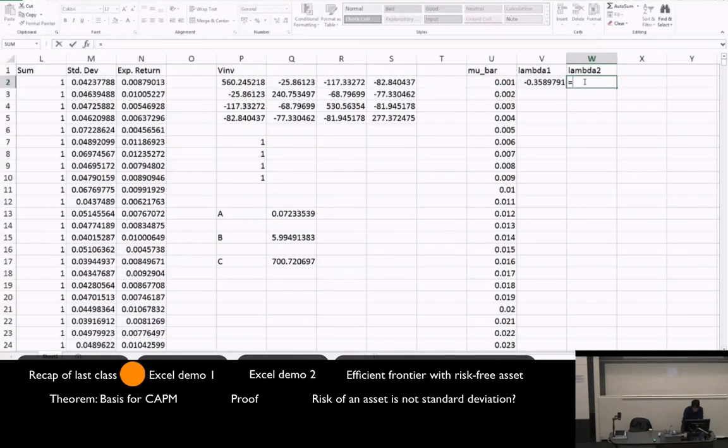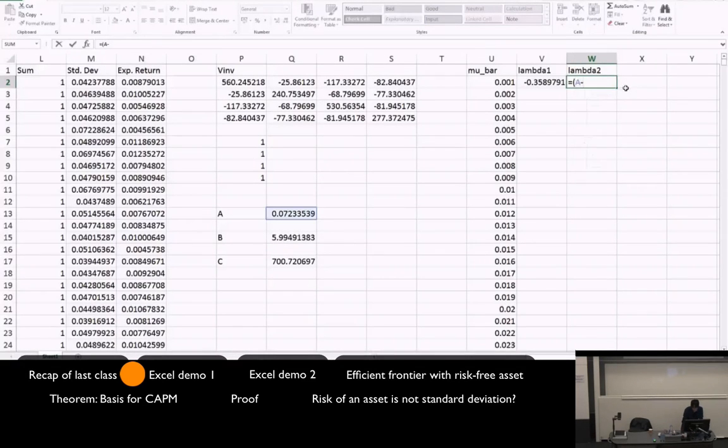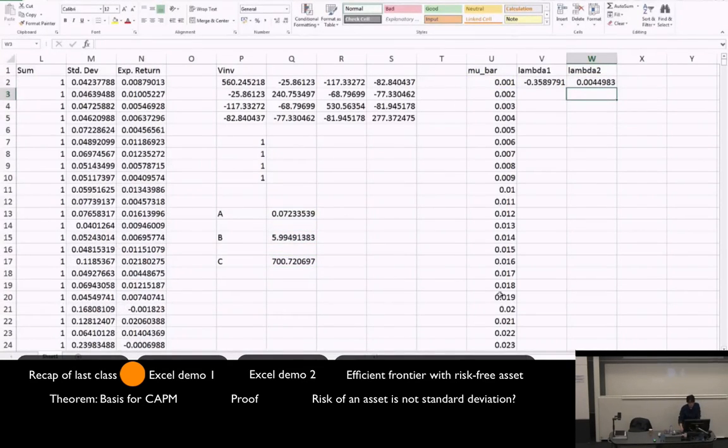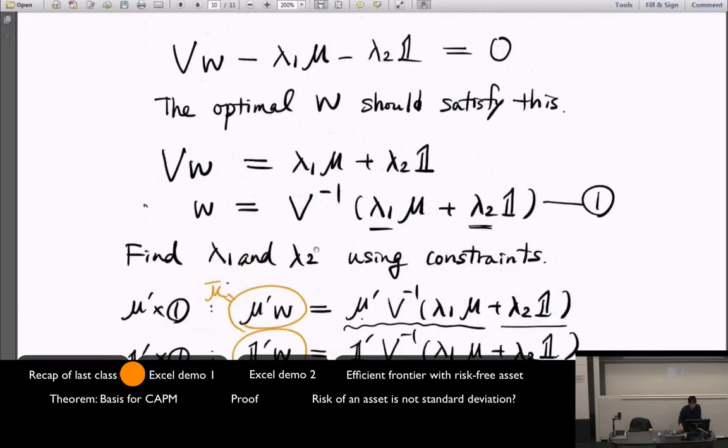And lambda 2 is A minus B times mu bar over A times D minus B squared. Yeah? And then, given lambda 1 and lambda 2, we can get the optimal portfolio, which is V inverse times lambda 1 mu plus lambda 2 ones.